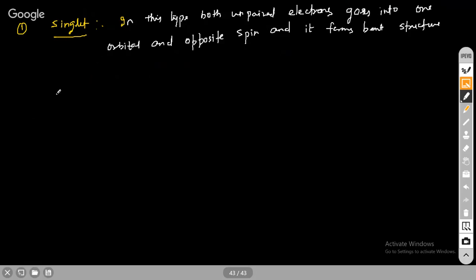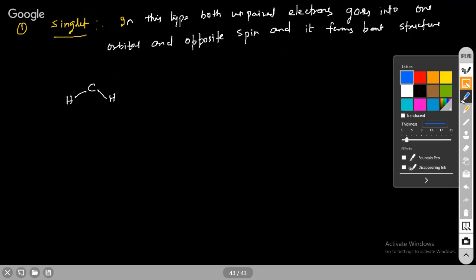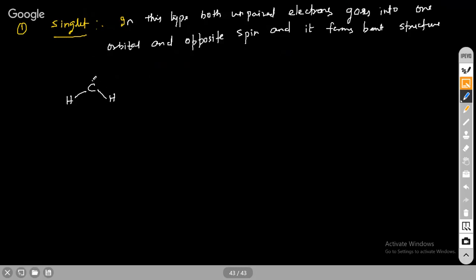Bent structure. You see this one, singlet carbene is this C with two hydrogens, and the two unbonded electrons are present in one orbital, one p orbital. One is up spin and one is down spin. They are like this: one electron is clockwise, the other one is anti-clockwise.